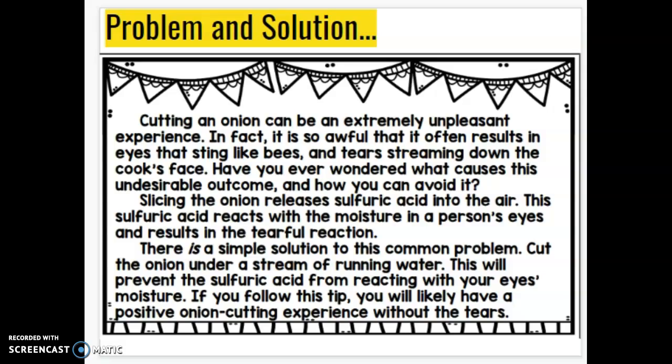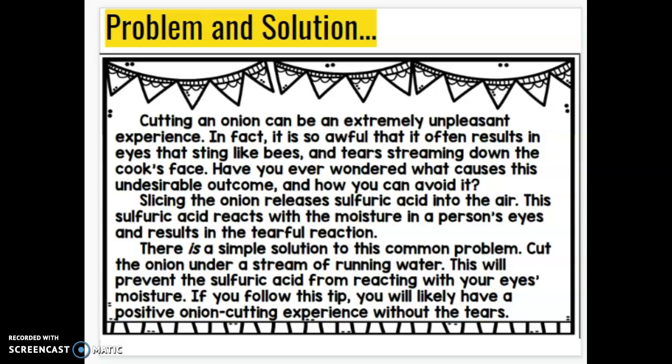There is a simple solution to this common problem. Cut the onion under a stream of running water. This will prevent the sulfuric acid from reacting with your eye's moisture. If you follow this tip, you will likely have a positive onion cutting experience without tears.